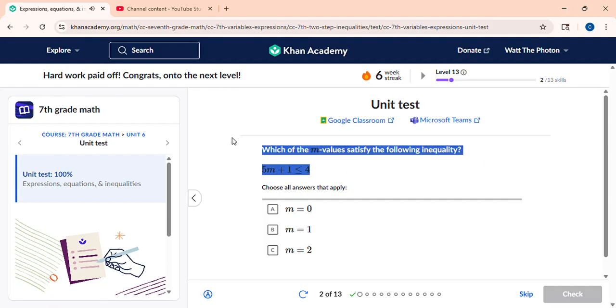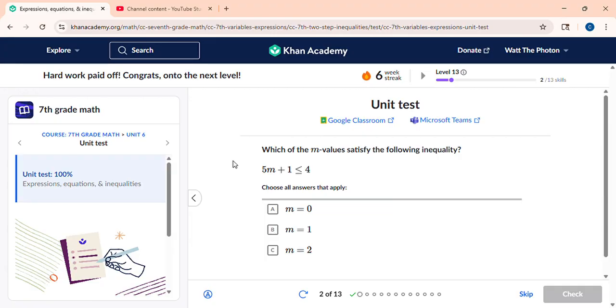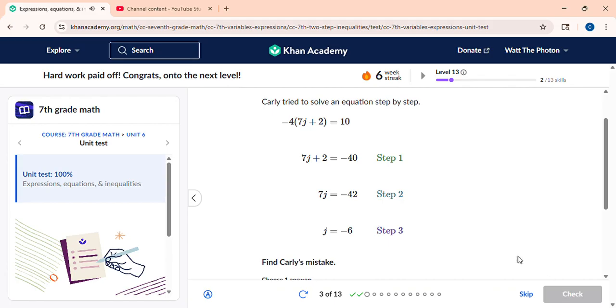Which of the following N values satisfies the inequality? 0, that's 1 does not satisfy, 2 does not satisfy, because both of those would be greater than 4.